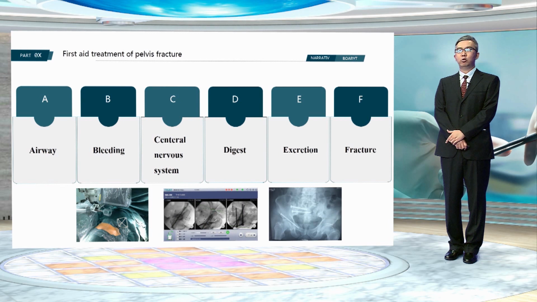For the first aid treatment of pelvic fracture, you should remember A, B, C, D, E, F. A is the airway, B is the bleeding, C is the central nervous system, D is the digestive system, E is excretion, and F is fracture. You should remember that the pelvic fracture may be treated last.